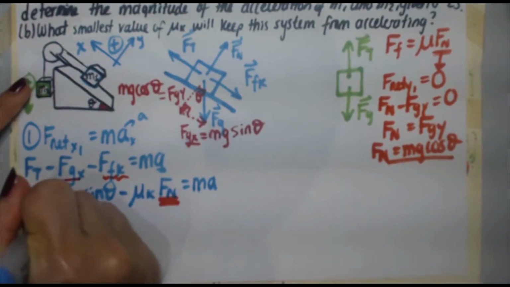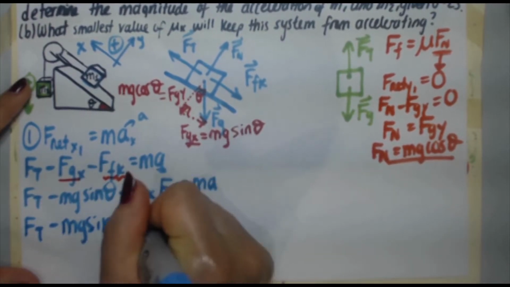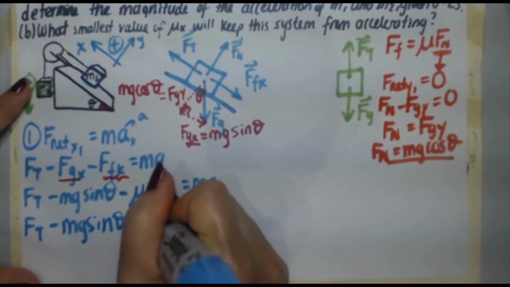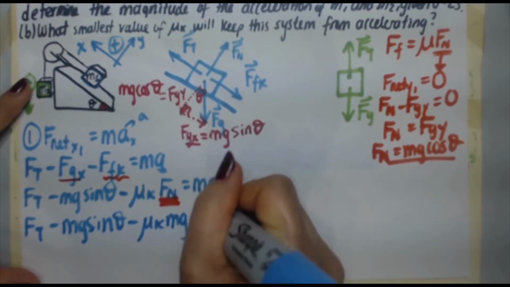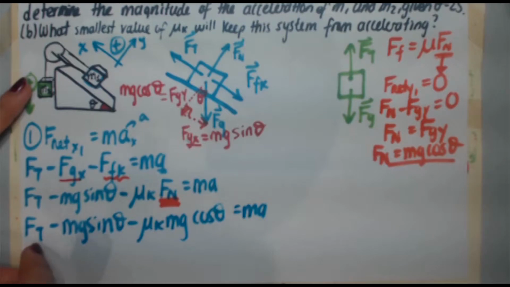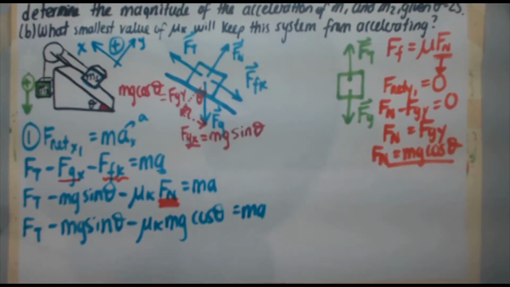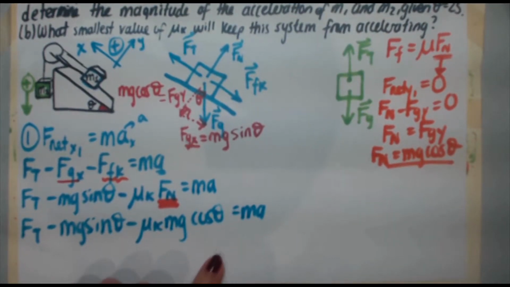So Ft minus mg sine theta minus mu k mg cos theta equals ma. Okay, lots of masses there, but I don't have a mass there for this term, so I can't just cancel it out. I can't simplify this too much more without making it look more complicated, so I'm going to leave it as is for now.